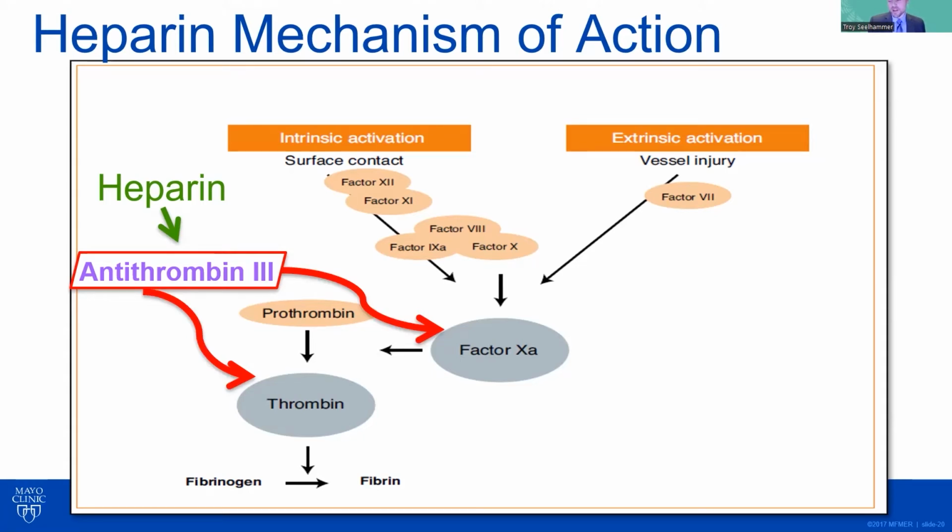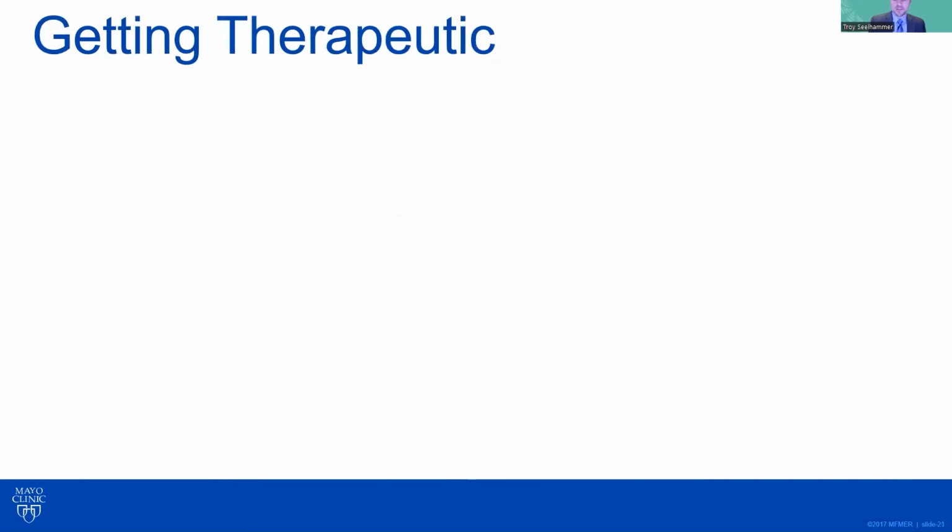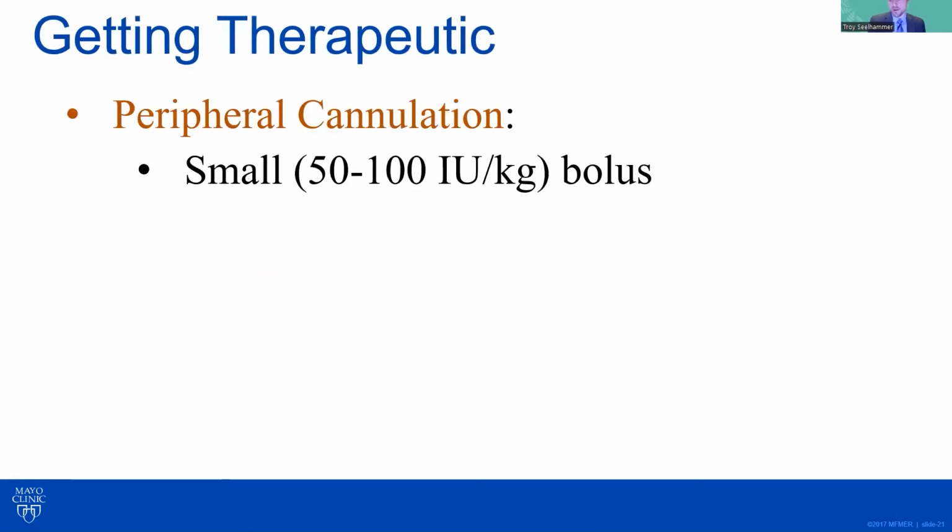And acting at these two sites, it dramatically decreases the ability for thrombin to cleave fibrinogen into insoluble fibrin. And by doing so, it downregulates the hemostatic cascade. As far as getting therapeutic with unfractionated heparin, it sort of depends on how you're approaching ECMO initiation.